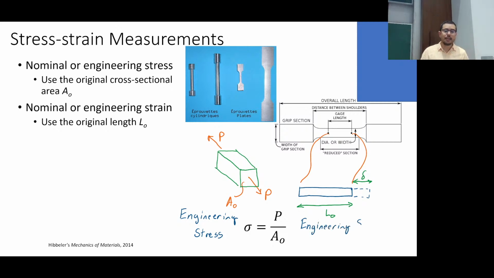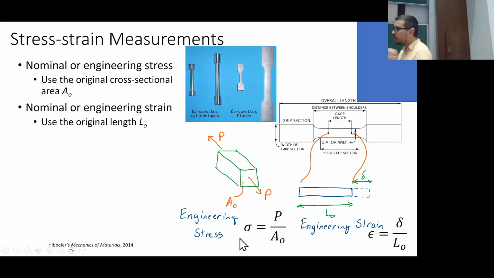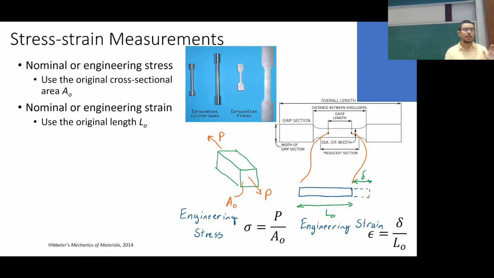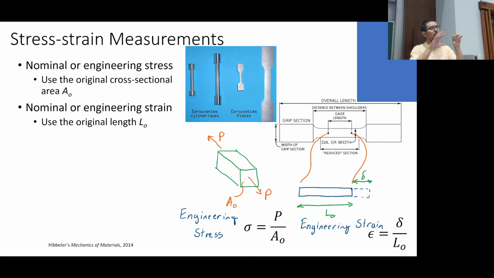This type of strain, where you look at the delta over the original length, is what's called engineering strain. And this type of stress is called engineering stress. For these types of materials, they're pretty exact. True stress, for example, would take into account the amount of necking you will have.